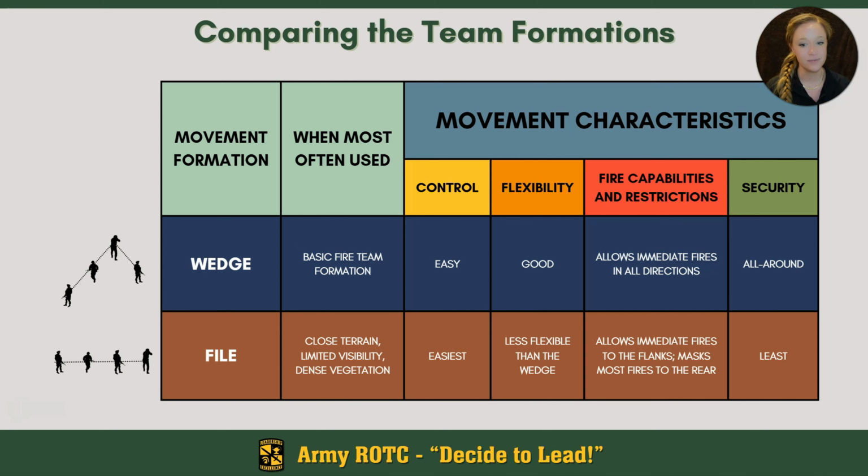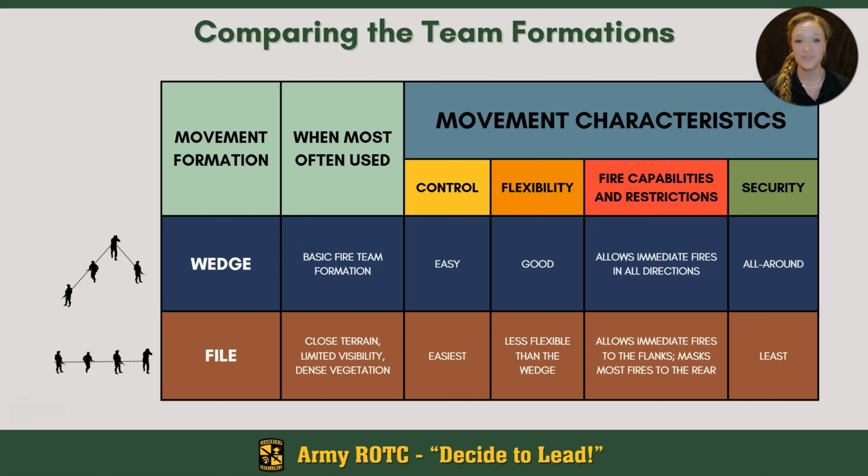Now when we move into the file, super easy to control. Follow the leader, just keep watching the person in front of you. The flexibility, definitely not as flexible as the wedge. You could expand and contract lengthwise and distance, but you can't go to the left or right because you're just staying in one file. With the fire capabilities, you've got great fires to the flanks or to the sides, but you only have one person in the front and one person in the back. Neither person, the automatic rifleman or the grenadier, can shoot forward or backward because they've got somebody right in front of them. And we definitely don't want any fratricide issues.